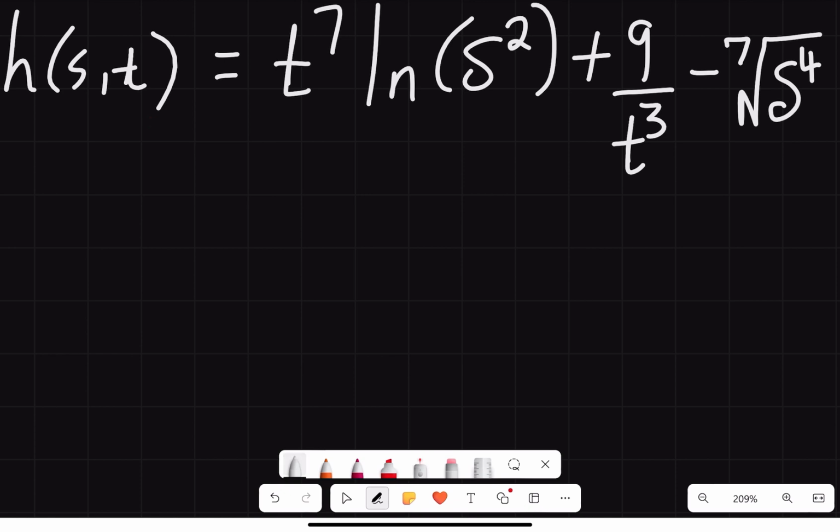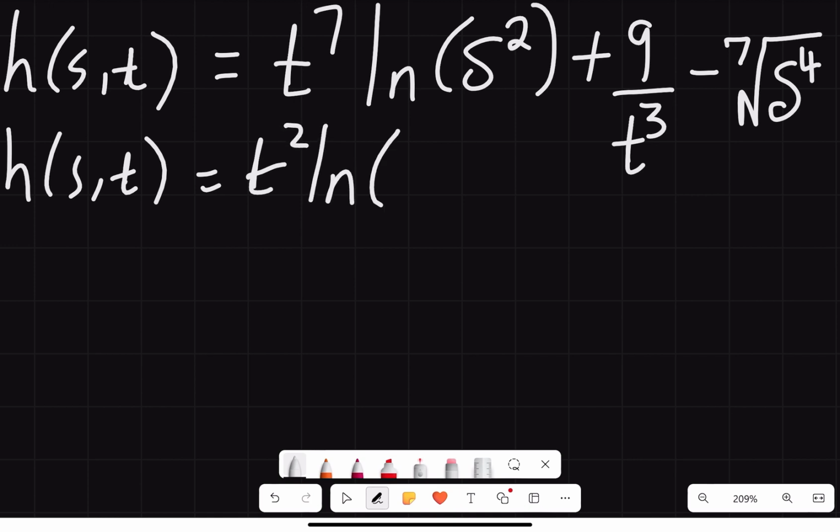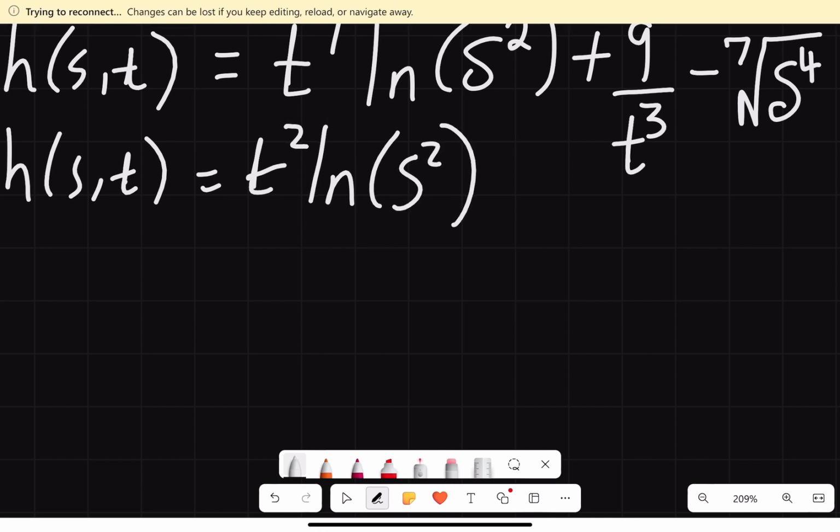So I'm going to rewrite this as h(s, t) is equal to, okay, the first one is sorted, so it's t to the power 7. Then we have ln s squared, that one is sorted. And then here, this 3 must go up, right? So the 3 must go up. So we're going to have plus 9.